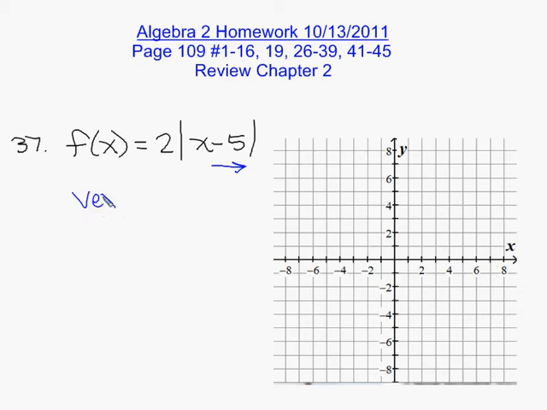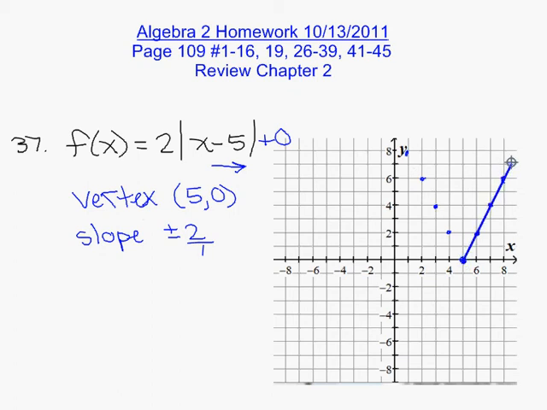Okay, so first step, find the vertex. All right, vertex will be at positive 5, 0, because it's as if there's a plus 0 out here that's not written. Okay, the slope of the sides is going to be positive and negative 2. It is going to open upward because it's positive. All right, so there's the vertex at 5, 0. The slope is 2, meaning 2 over 1, up 2 over 1, up 2 over 1, up 2 over 1, up 2 back 1, up 2 back 1, up 2 back 1. Okay, and then you can just fill in the sides.